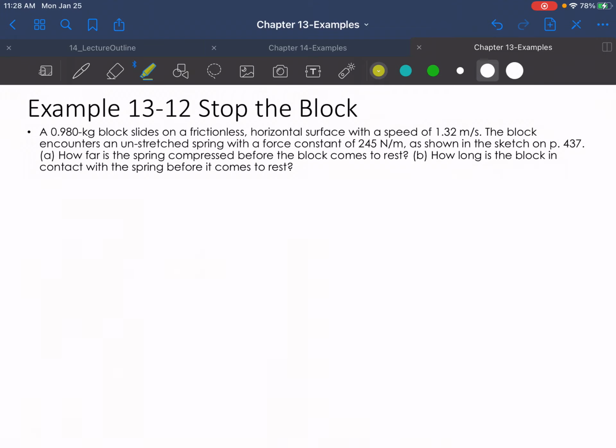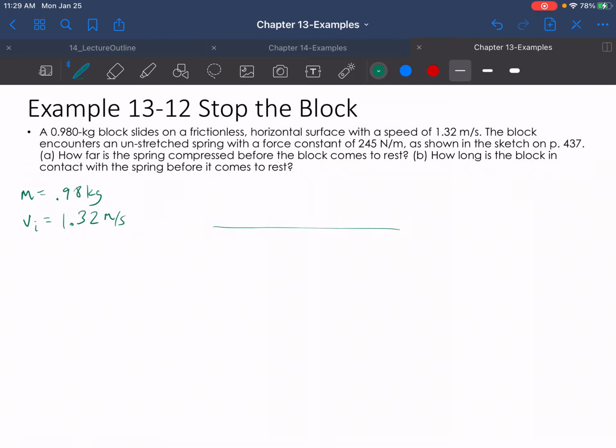All right, let's go ahead and take a look at this one. A 0.98 kilogram block. M equals 0.98 kilogram block slides on a frictionless horizontal surface with a speed of 1.3, so we'll call that V initial, 1.32 meters per second.